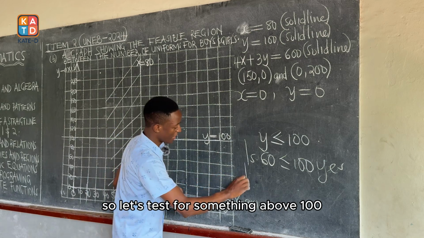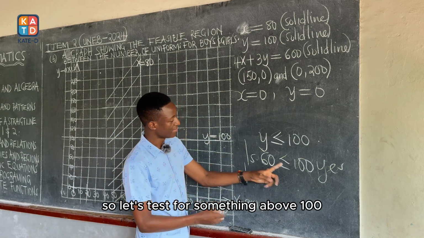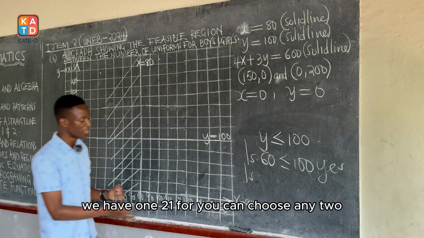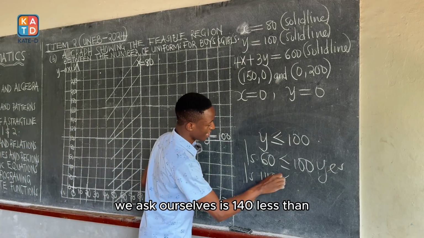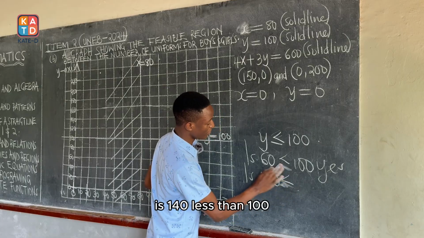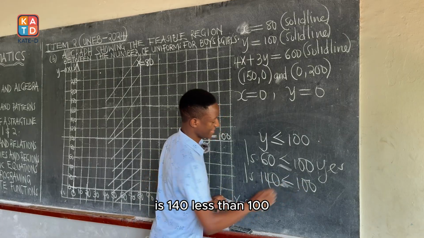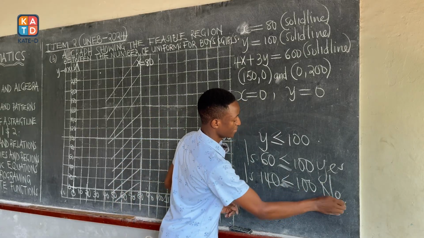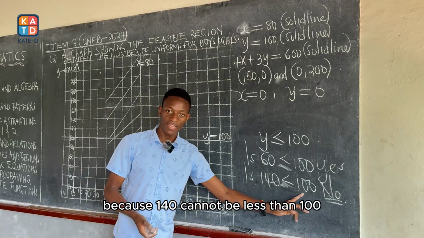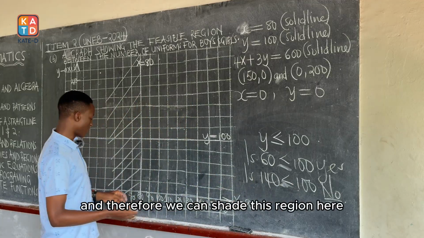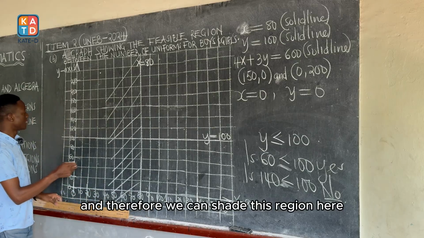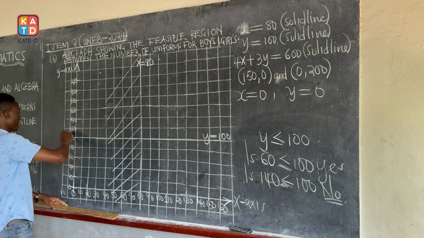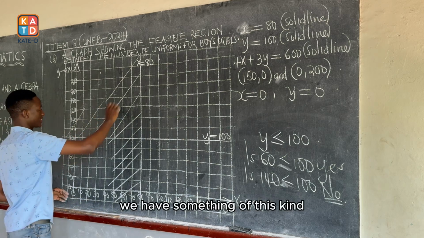So let's test for something above 100. When we come to our graph, we have 120, 140. You can choose any one. We ask ourselves, is 140 less than 100? And it's a no, because 140 cannot be less than 100. And therefore, we can shade this region here, which is the no. So on shading it, we have something of this kind.